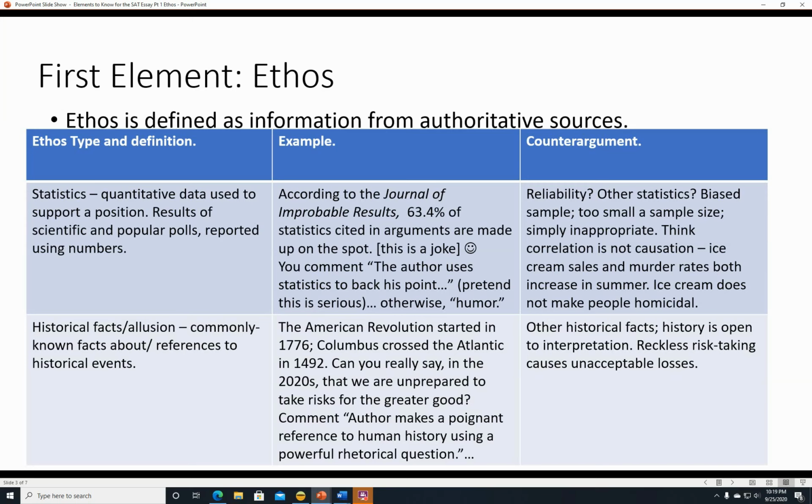So you can always counter-argue with other historical facts. History is open to interpretation. You could say, well, reckless risk-taking causes unacceptable losses, and cite to many, many disastrous battle campaigns and things like that over the years where people didn't plan or just took an inappropriate risk.